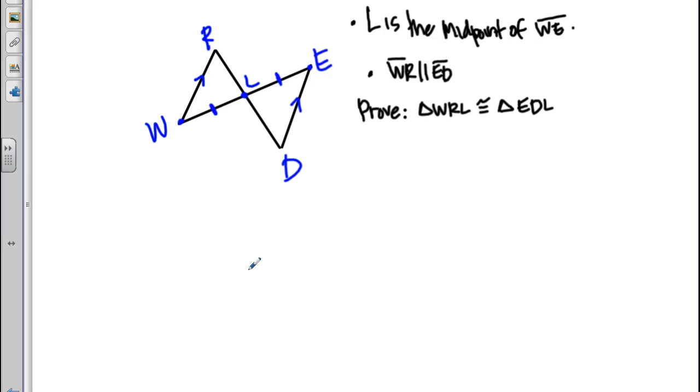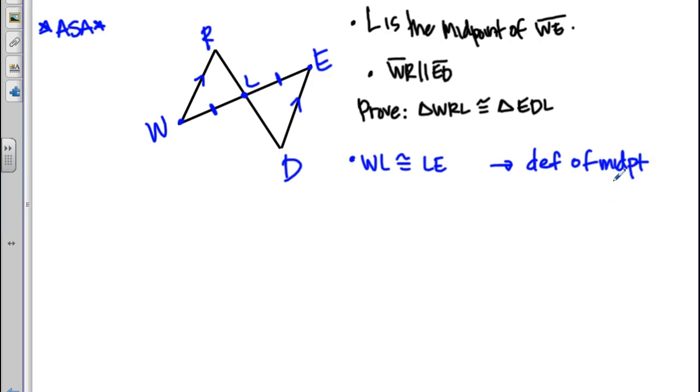All right, so let's see. We're trying to prove that triangle WRL is congruent to EDL. So let's see what we know. Remember, we just came off of angle, side, angle. So since I'm working a little practice problem here, I'm going to push that this is going to be angle, side, angle. So let's see. We know that L is the midpoint. Since we know that L is the midpoint, like we talked about just a minute ago, WL is congruent to LE. And why did we say that? We're just going to make some notes over here. Definition of midpoint. Good job.